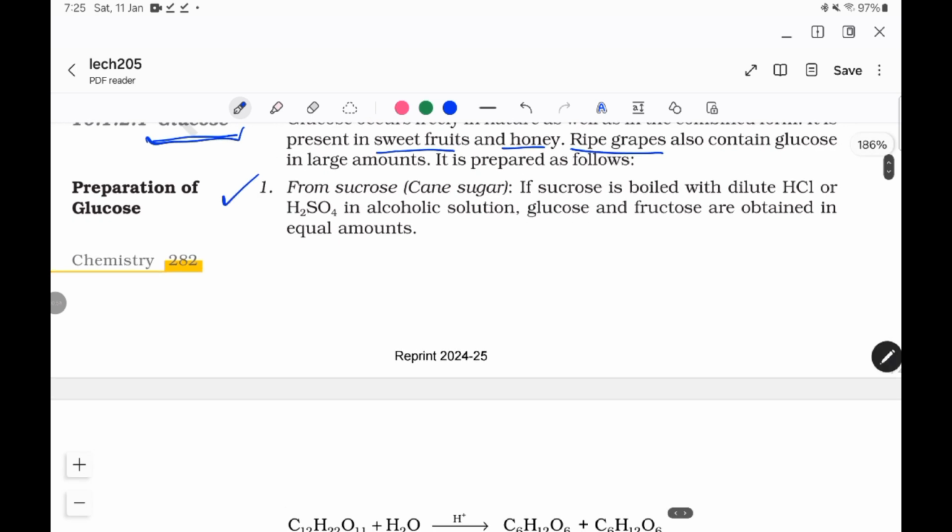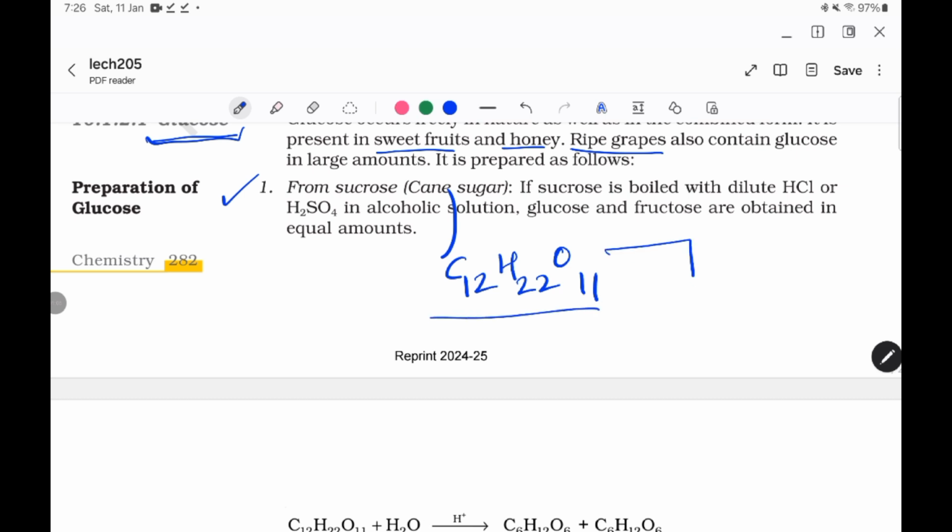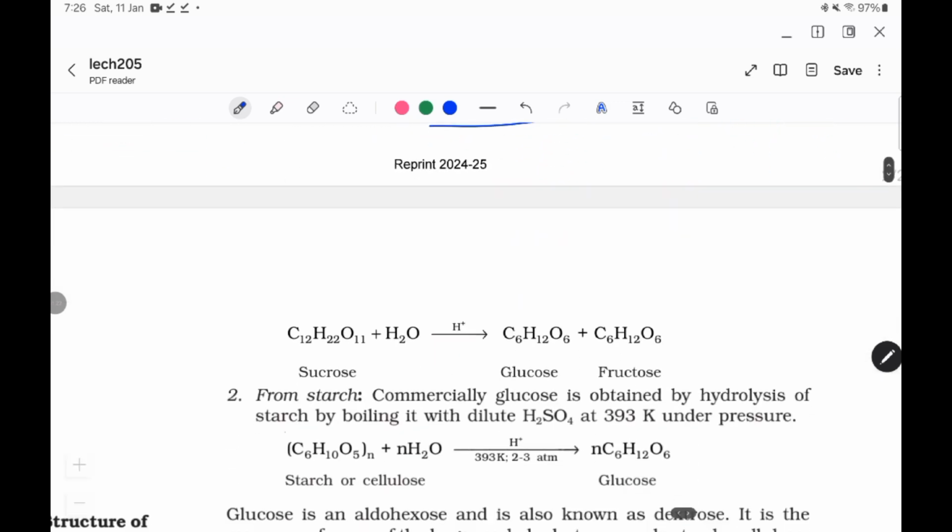The first method of preparation of glucose is from a disaccharide, that is cane sugar. The formula of cane sugar we have already seen, it is C12H22O11. What we are going to do to this cane sugar is boil it in the presence of acid, for example H2SO4, and water. This is called hydrolysis. The moment we do this, glucose will be formed along with one molecule of fructose. Let us see the reaction.